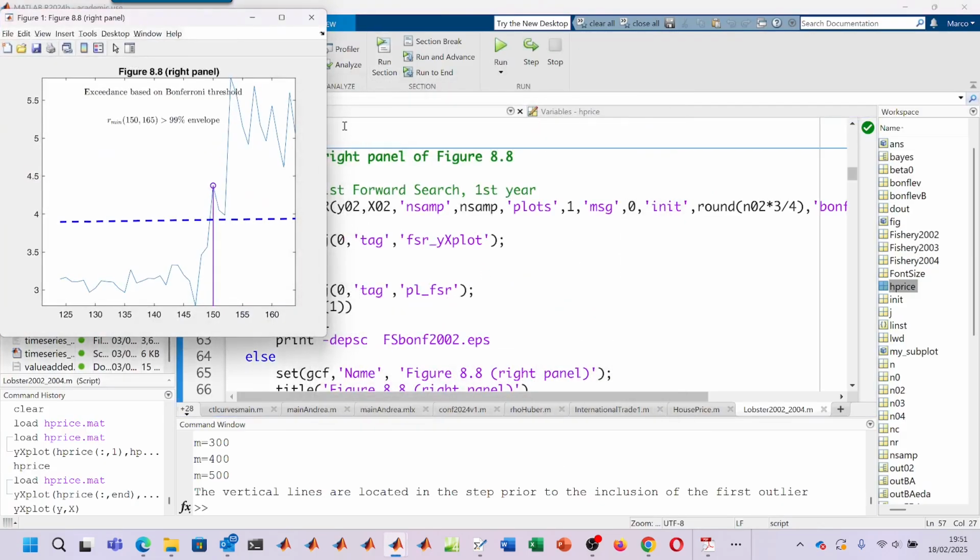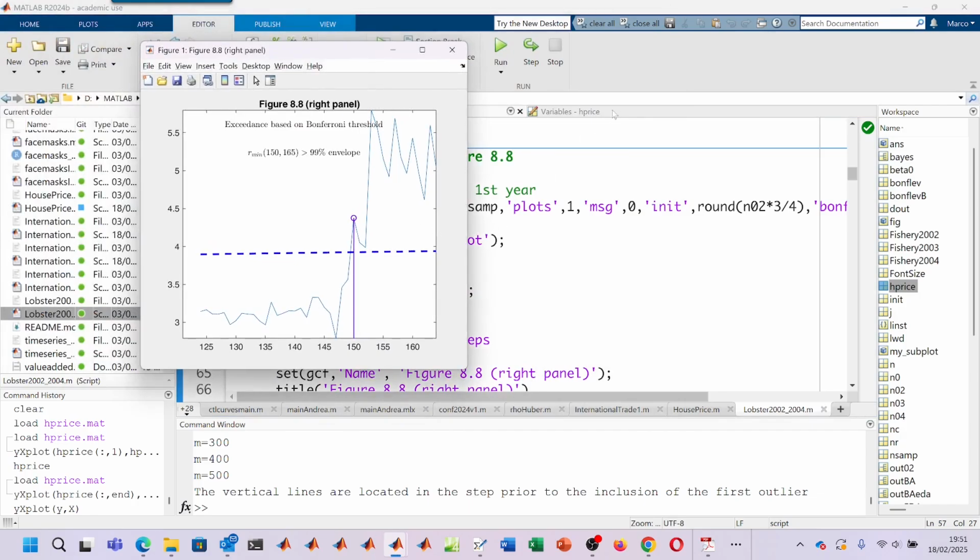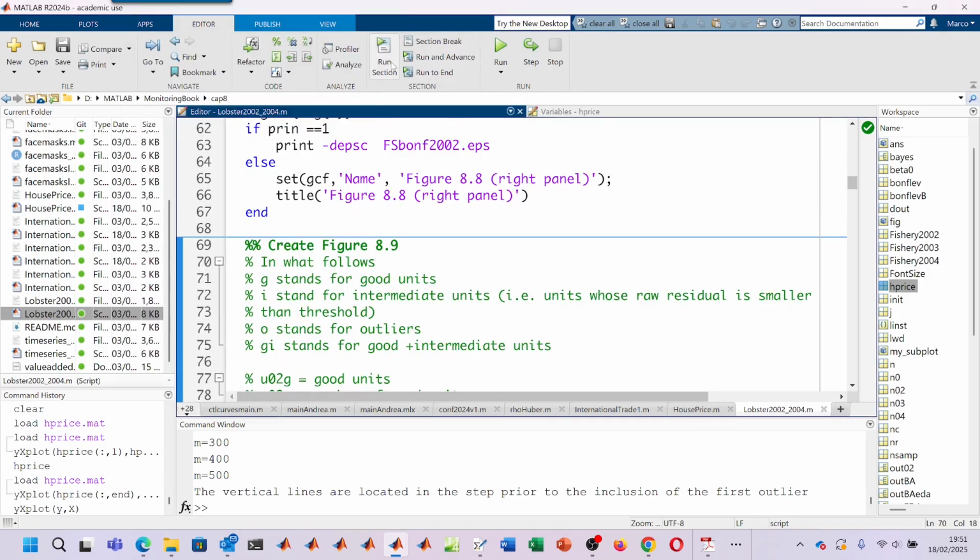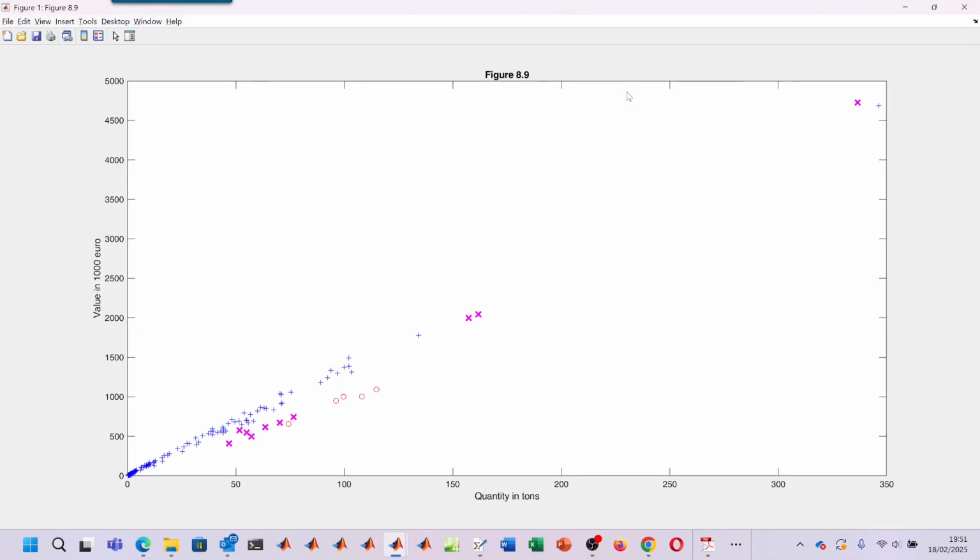So for the first year, we do a frequentist forward search, that is a search that does not use prior information. Then we plot the units that have been declared as outliers. Note that here we have three symbols. Both the red and the purple symbols refer to units detected as outliers. We distinguish between red and purple depending on their deviation from the fitted line.